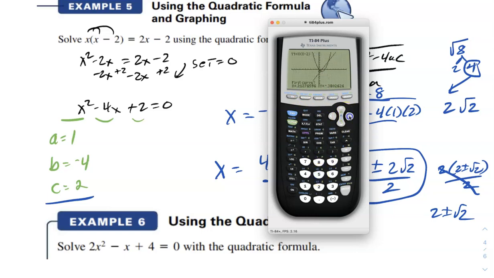And we just got to get closer to the intersection. So it's like right there. Hit enter, enter, enter, enter. And you get your answer, 0.585, which is 2 minus rad 2. So you get some decimal version of it. And then you can do the same thing for the other one.